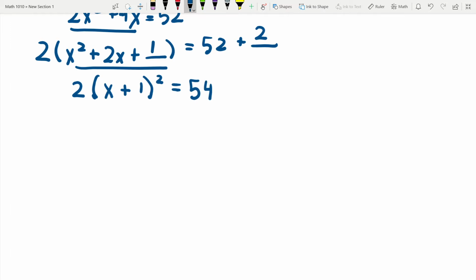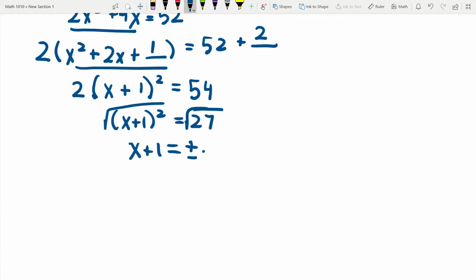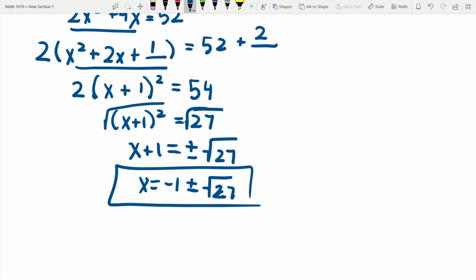You could square root right now. I would not square root right now. What would you do? Divide by 2. Get rid of that 2. Sure. So you have x plus 1 squared equals 27. Much easier now, right? Square root it. So you get x plus 1 equals plus or minus the square root of 27. Move your 1 over, and you get x equals negative 1 plus or minus the square root of 27, and you're done. That's it.